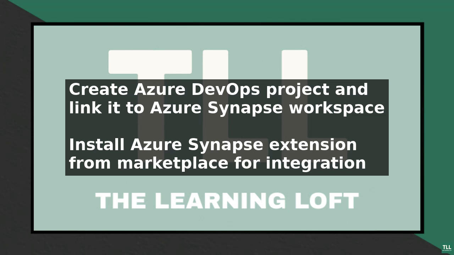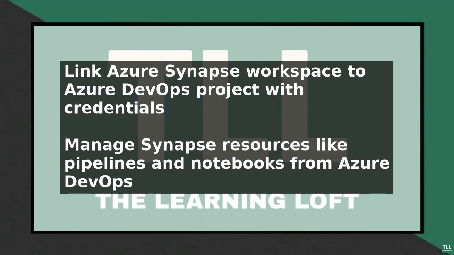Next, link your Azure Synapse workspace to the Azure DevOps project by providing the necessary credentials and permissions. Once the link is established, you can start managing your Synapse resources, such as pipelines and notebooks, from within Azure DevOps. To automate the deployment of your Synapse resources, you can use Azure DevOps pipelines.